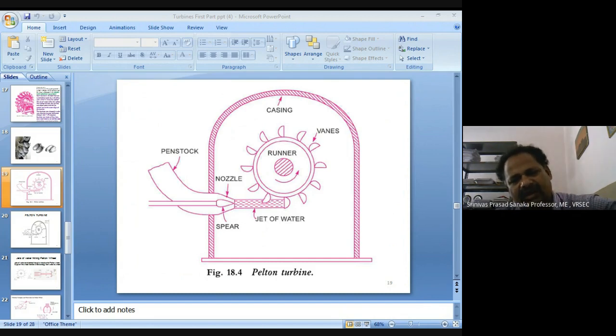There will be one hand wheel. If you rotate this hand wheel, because of the screw and nut mechanism, the spear advances and it will come back depending upon the rotation of the wheel.